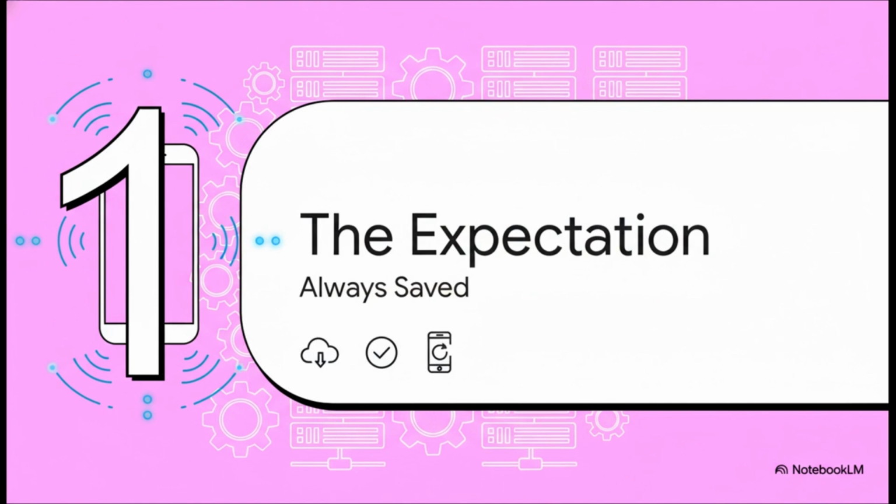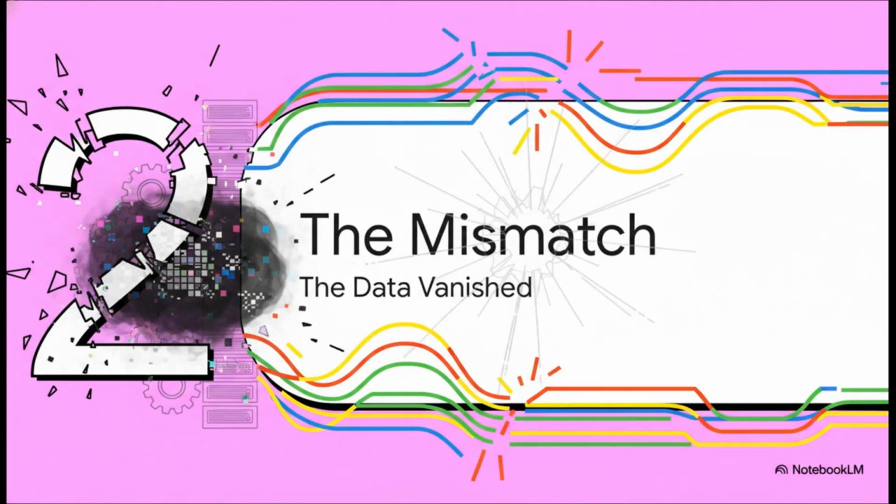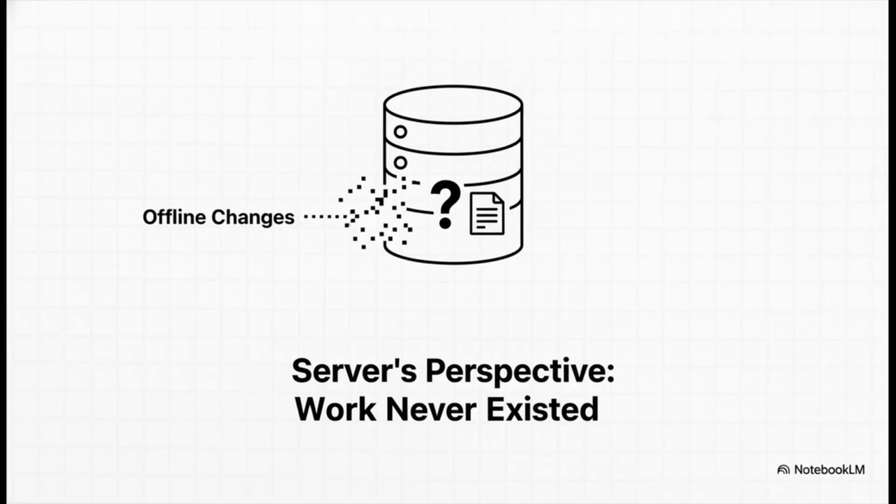All right, so let's dig into that. First up, the expectation. And it's a totally reasonable one. We all have it. When we see that word saved, we think it means it's permanent. Like the data is now locked in, written somewhere safe, and it can't be lost. That's just what saved means to us. But then there's the mismatch. This is that gut punch moment where reality is completely different from what we thought. Somehow, those changes you made while you were offline, they never actually reached the main system. So as far as the system is concerned, that work, well, it never even happened.